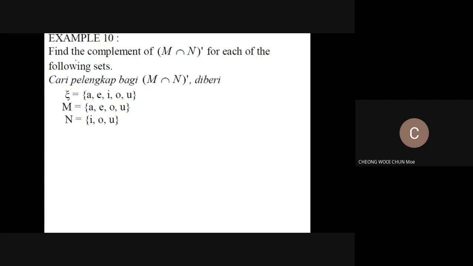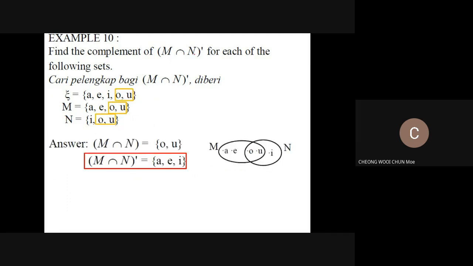So example 10, find the complement of M intersect N. Okay, so the universal set is A E I O U, M is A E O U, N is I O U. Before you find the complement, find M intersect N. M intersect N means the letters that appear in both, O and U, so O U. So the complement means not in O U, which will be A E I.